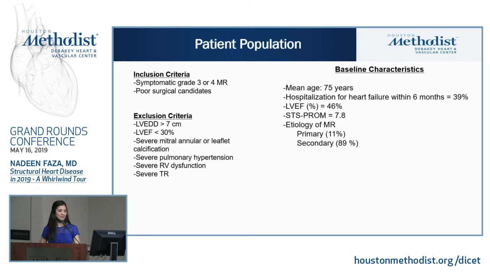The mean age of this patient population was 75 years old, and 39% of these patients had hospitalizations for heart failure in the last 6 months. The mean EF was 46, an STS score of 7.8%, and the majority had secondary MR at 89%.